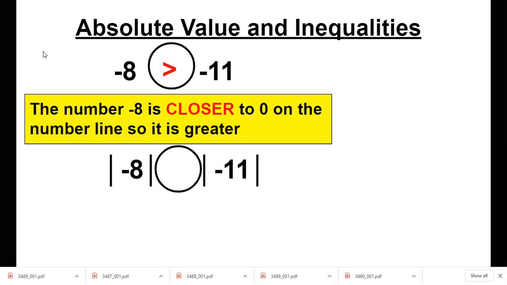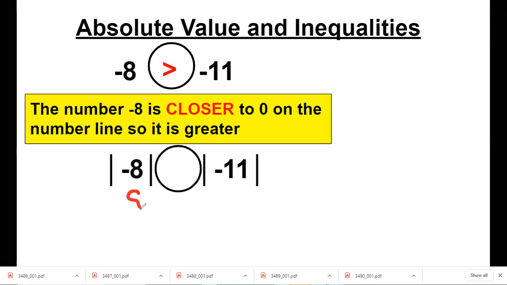How about this? What happens when we do this now? We've got an absolute value sign around both numbers. Which number is bigger now? Well, we have to figure out what's the absolute value of -8. How many units from 0 is -8? It's 8 units to the left of 0, right? So the absolute value of -8 is really 8. What about -11? What's the absolute value of -11? Right, it's 11 because it's 11 units from 0.